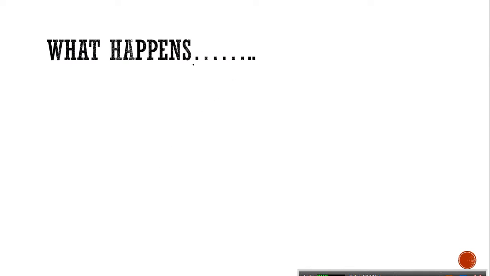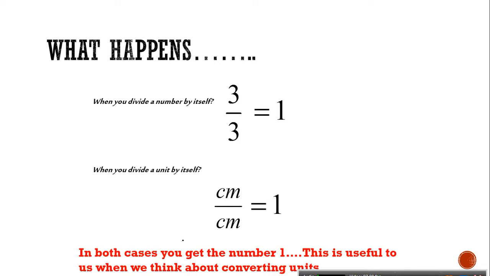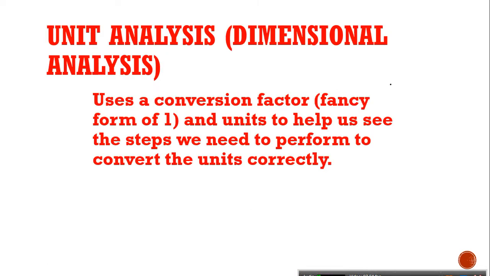So I'm going to ask you a question. What happens when you divide a number by itself? For example, 3 divided by 3. I know that I get 1. So wouldn't the same apply if I divide a unit by itself? I'm going to get number 1. This is what we're going to use when we're converting units. We want to think, if I can find something that's equal to one another on the top and the bottom, I get a 1. So go ahead and write this one down.